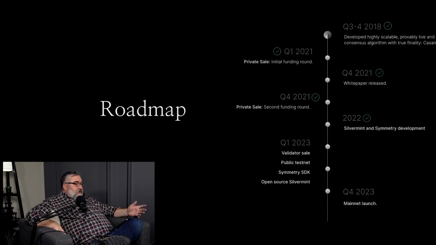We accomplished a lot of really important goals in 2022, including the implementation of the validator software and an initial version of Symmetry. Both of those are going to be released as open source software this quarter. In 2023, we're hoping to sign up the first few hundred validators, launch our public testnet, and prep for the main network launch, which is anticipated to be in Q4.